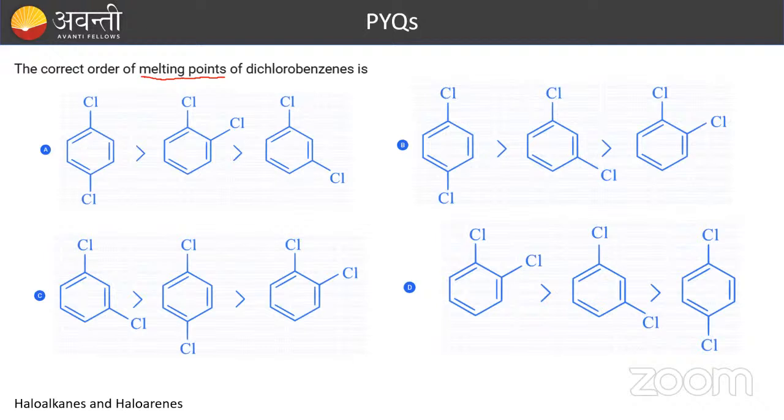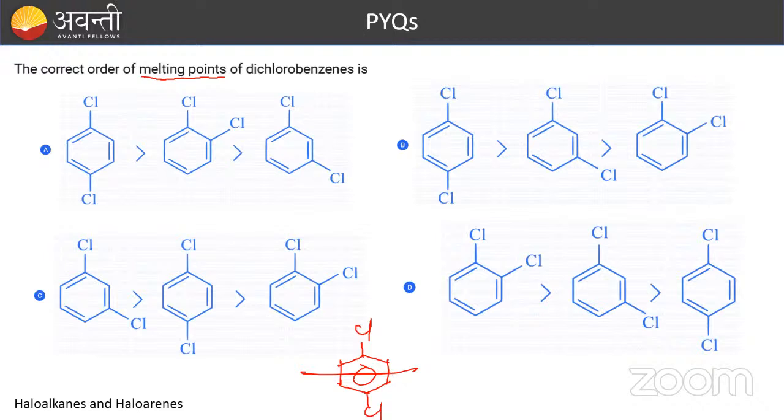Okay. I also gave the reason, right? So para compound will have the symmetrical structure and the packing efficiency will be very, very high. So if the packing efficiency is very, very high, it will not get melted so easily. So it will take high temperature to melt. Okay. So because of its symmetrical structure and high packing efficiency, para will have the highest melting point.